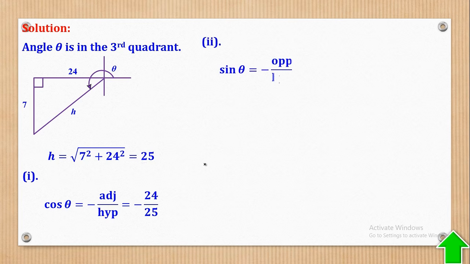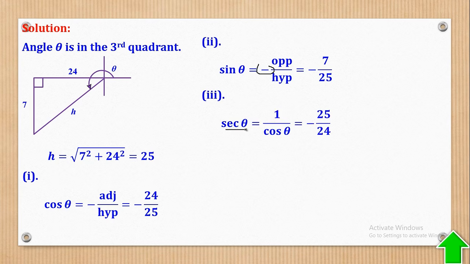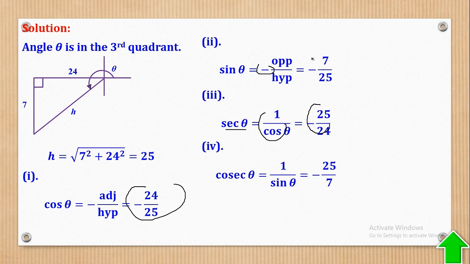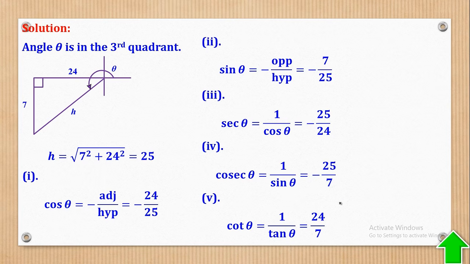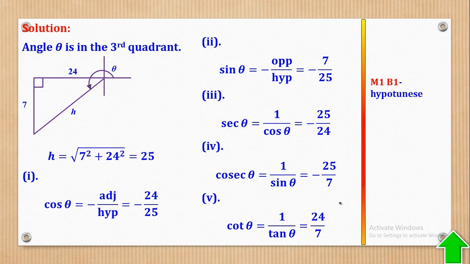Then sine theta is also negative, and sec theta will be the reciprocal of cos theta, which will be negative 25/24, and cosec theta will be the reciprocal of sine theta, which will be negative 25/7, and lastly cot theta will be the reciprocal of tan theta, which will be positive 24/7. So basically that's what they wanted.